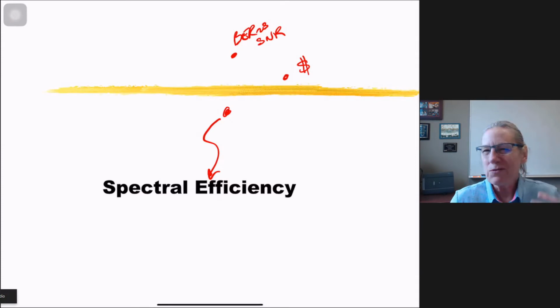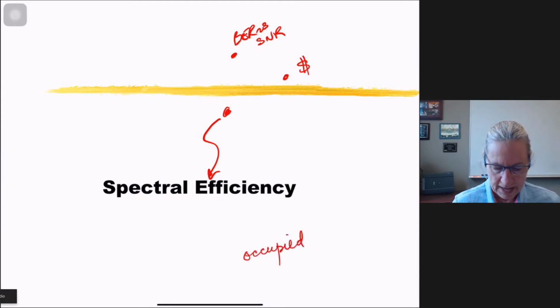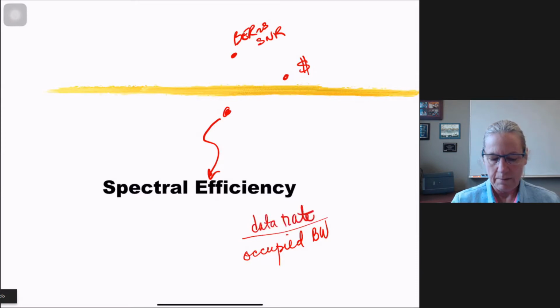So spectral efficiency, what does it mean? Well, I'm going to have a certain amount of spectrum that I occupy in order to make my transmission. And I would like to send as much data as I can through that occupied bandwidth. And so spectral efficiency is like, how can I push to send as much data as possible, given that I have a certain amount of spectrum available?